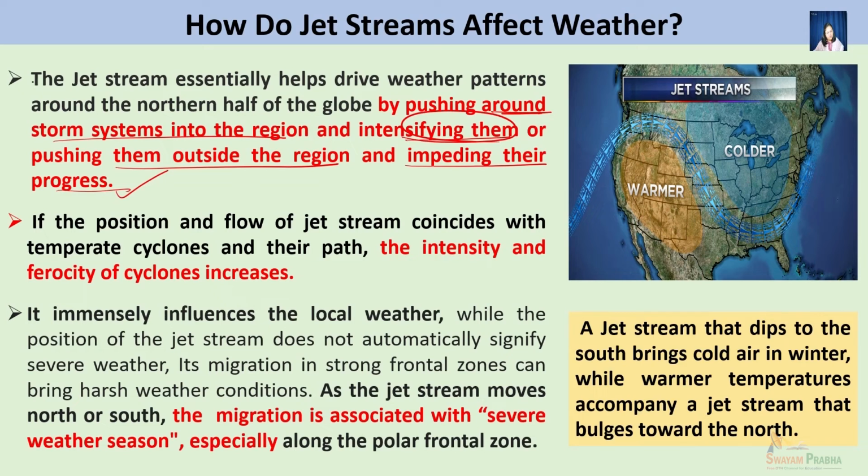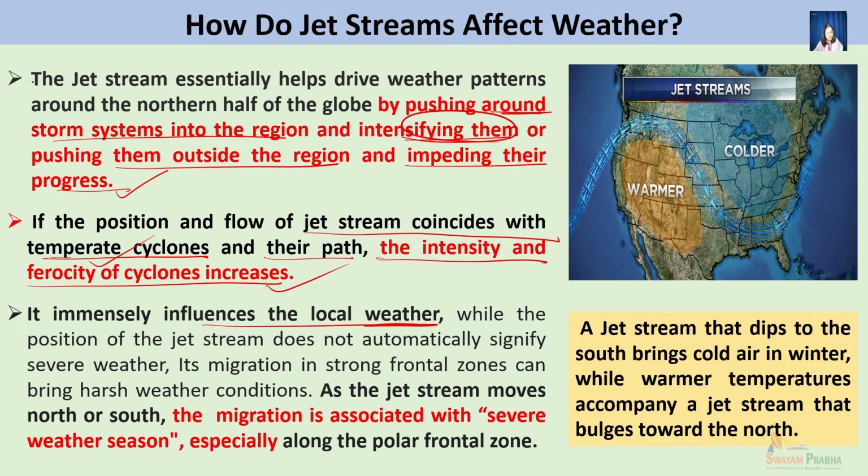If the position and flow of a jet stream coincide with cyclones, specifically temperate cyclones and their path, the intensity and ferocity of the cyclone also increases. So they definitely impact the path, progress, and intensity of cyclonic systems. It also immensely influences the local weather.